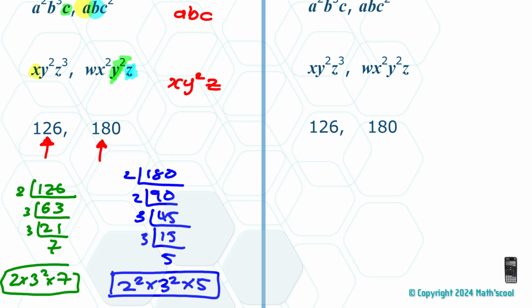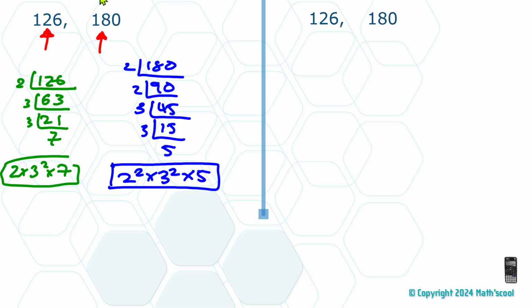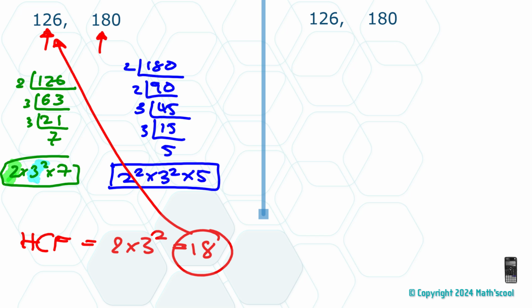We were looking for the highest common factor. So we would use the 2, but we wouldn't use the 2 squared. We would use the 3 squared because it's in both of them. It doesn't matter which one I use. The 5 we wouldn't use because it's not in both of them, and the 7 we wouldn't use because it's not in both of them. So my highest common factor is 2 times 3 squared, which is 9 times 2, is 18. So 18 is a factor of 126, and it is a factor of 180, and it's the highest number that goes into both of them.